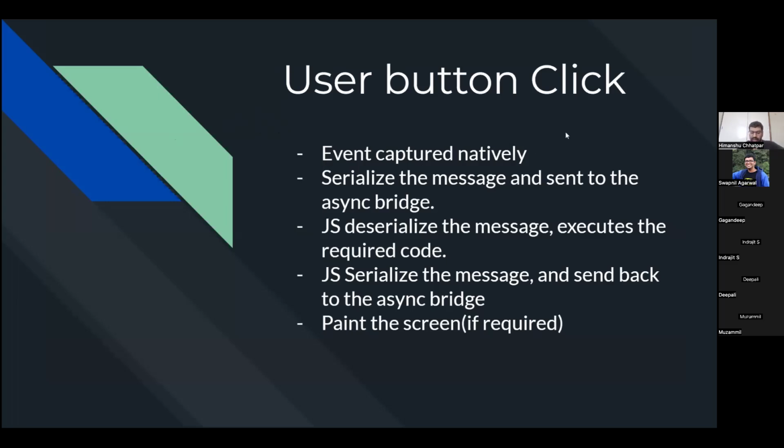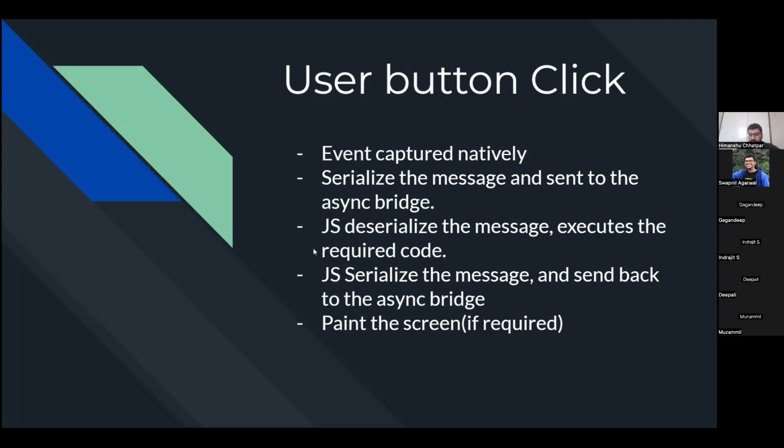Once Android knows it, it passes it to Java, and they serialize the message: this button was clicked, serialize it as JSON, and send all the relevant data over the async bridge. Now you have this data on the bridge. JS deserializes the message and executes the required code. JavaScript reads that data, deserializes the message, and updates state. You can see that when we clicked, the state was updated.